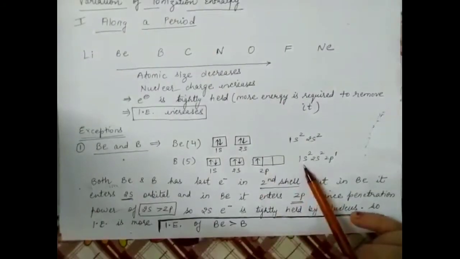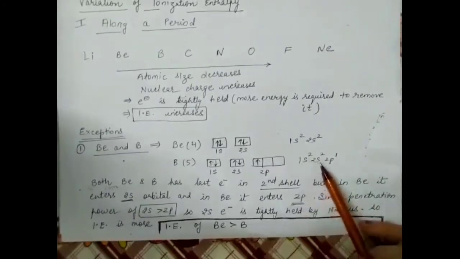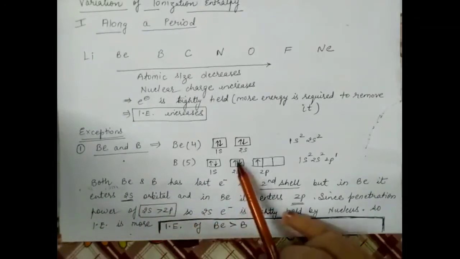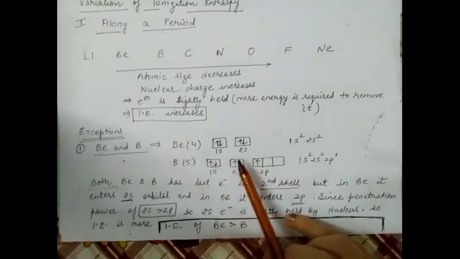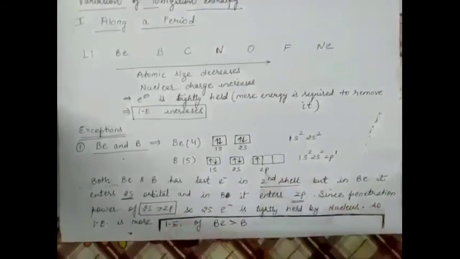So what is the configuration of boron now? 1s2, that is 2 electrons in 1s orbital, 2s2, that is 2 electrons in 2s orbital, and 2p1, that is 1 electron present in 2p orbital. Now both beryllium and boron have the last electron in the second shell. This number indicates shell. So in beryllium the electron is entering the second shell, and in boron also the electron is entering the second shell. But in beryllium it enters the 2s orbital, and in boron it enters the 2p orbital, you can see.